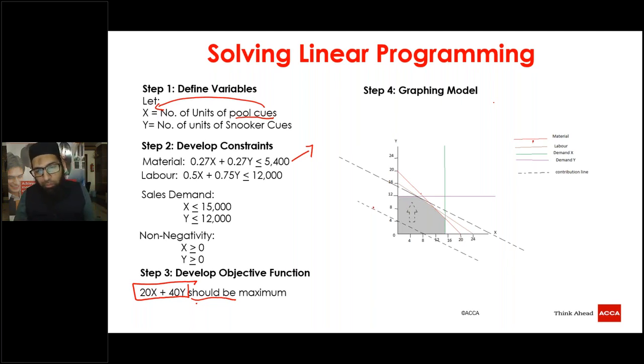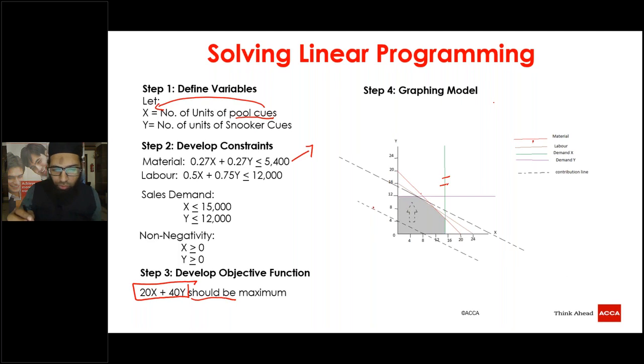Now the graphing model. As I told you earlier, we used to prepare these graphs. We calculate these, then we put the lines on the graph. So earlier we used to prepare these graphs, but now this is not required in the session CV. So this graph will be provided to you. Okay.